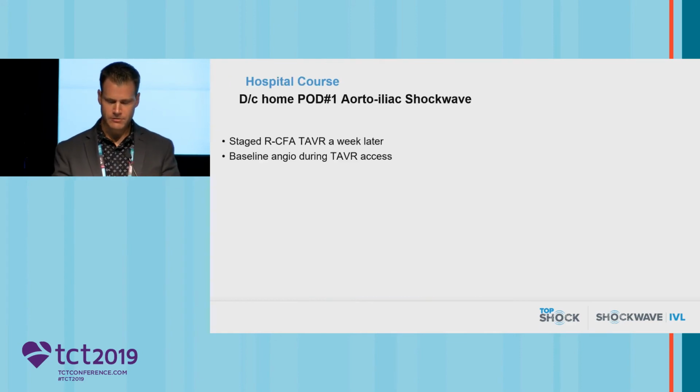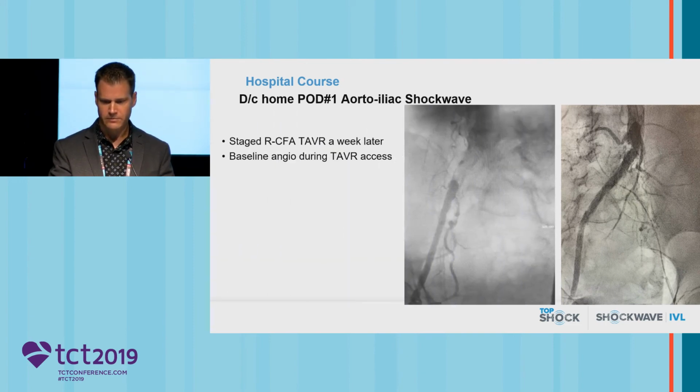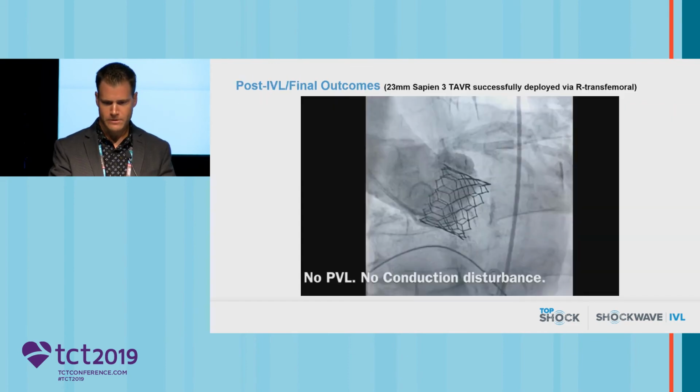So we didn't do the TAVR in that setting. We actually kept her overnight, watched her. Again, this was my first Shockwave case, so I'm like, not sure what to expect. Sent her home the next day and actually brought her back the following week, and this is her baseline angio pre-TAVR. We were quite happy with that. This is the baseline a week before. Amazing. So then what do we do?